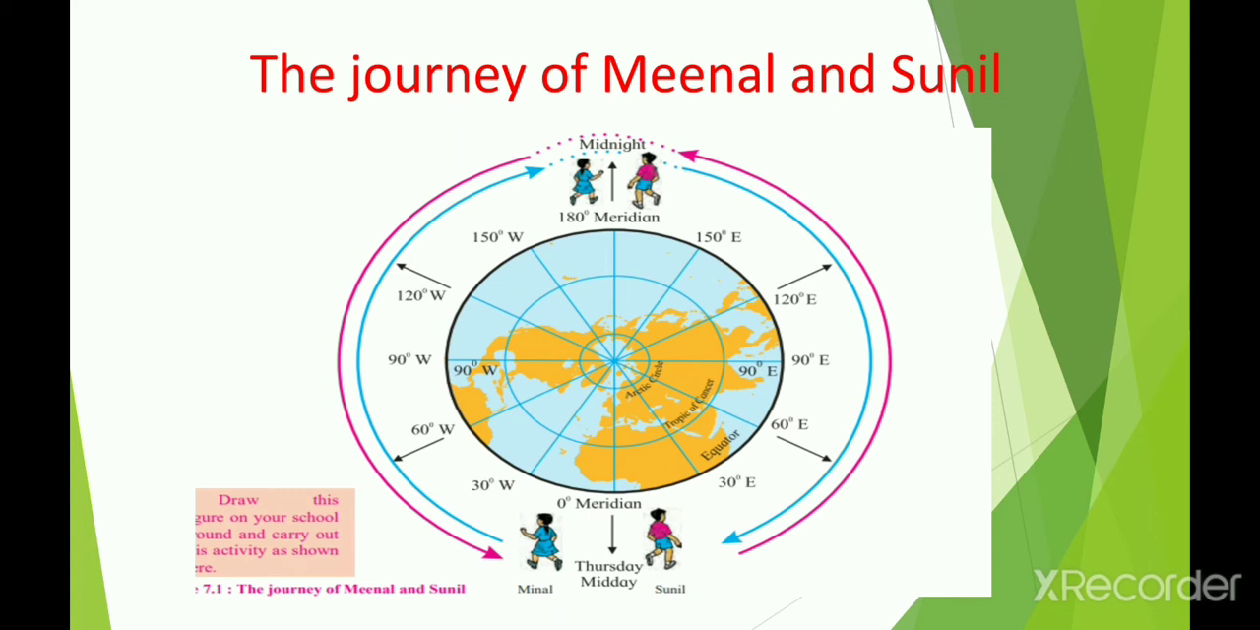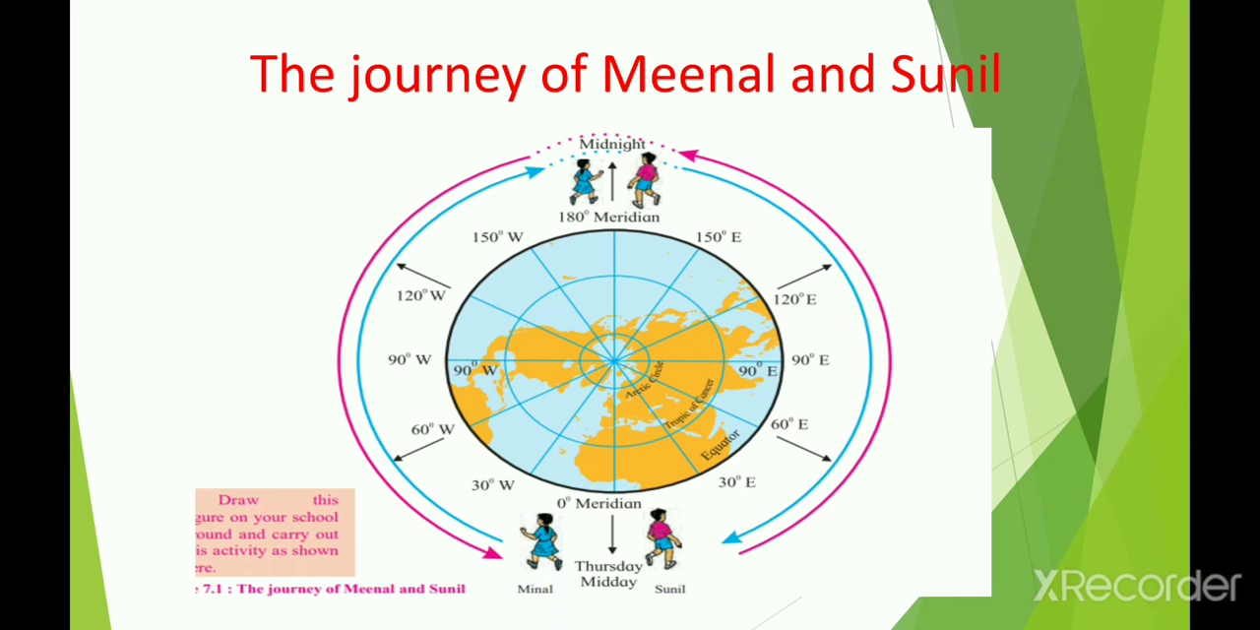the 180 degree meridian, and according to him, as he continues, it will be Friday after he crosses the 180 meridian, at 90 degree west, it will be Friday 6 a.m. And therefore after the full round of the earth, when Sunil meets Meenal at the 0 degree meridian, it will be Friday afternoon 12 p.m. You can see how there is the difference.